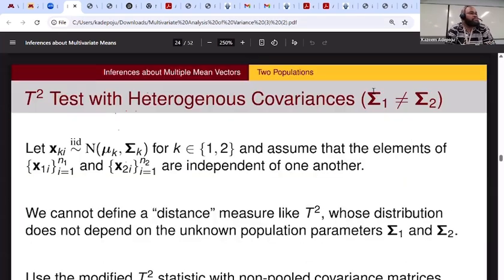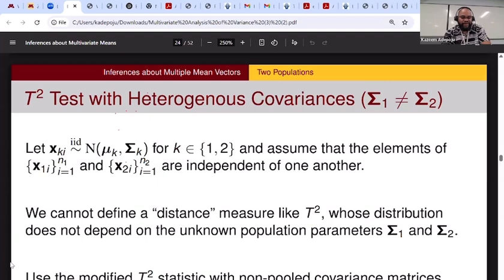Statistics is about obeying assumptions. What makes our models fantastic is when we strictly follow assumptions. We have some methods that we use when assumptions hold, and some methods that we use when assumptions are violated. Right now, we want to consider a heterogeneous covariance situation where I want to compare two groups, but the covariances are not the same.